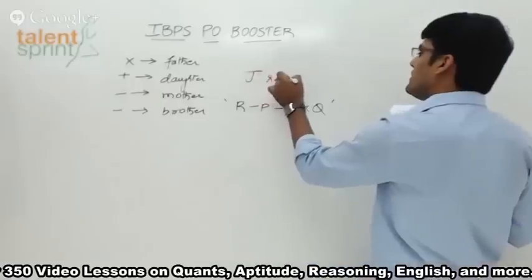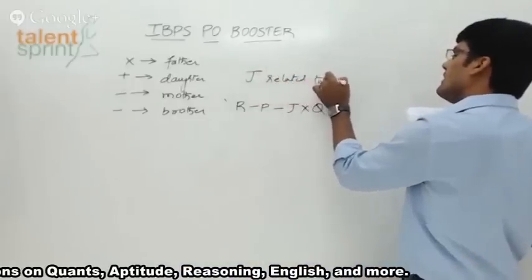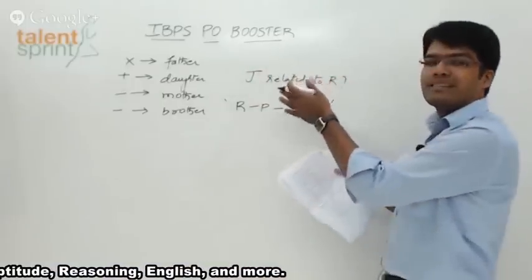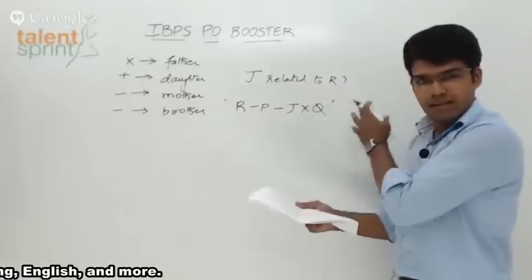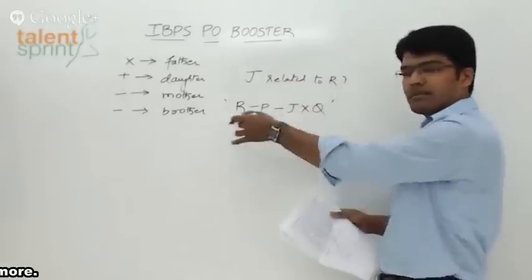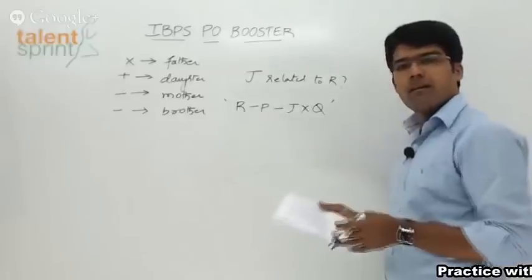J related to... and you don't have to write all these steps. Don't do this drama in the exam. J related to R. I am writing so that I can explain. You don't write all this. So simply copy the equation in the paper and work out.